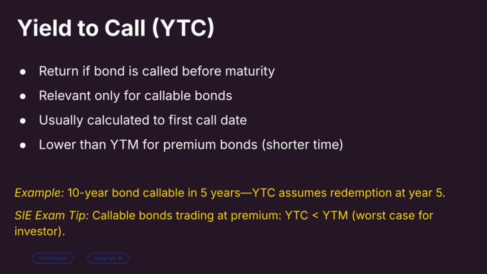Yield to call applies only to callable bonds, bonds the issuer can redeem early. Yield to call calculates your return, assuming the bond gets called at the first call date. If you buy a 10-year bond that's callable in 5 years, yield to call assumes you only hold it 5 years. For premium bonds, yield to call is lower than yield to maturity because you have less time to collect coupons before losing that premium. This represents the worst-case scenario for investors holding callable premium bonds.